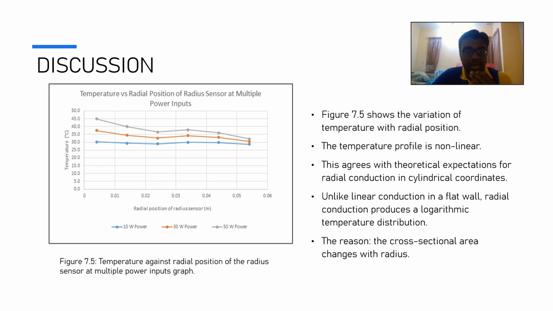Figure 7.5 shows a non-linear temperature profile along the radius. This agrees with theory for radial conduction. Unlike a flat wall, cylindrical conduction gives a logarithmic temperature distribution because the cross-sectional area changes with radius.